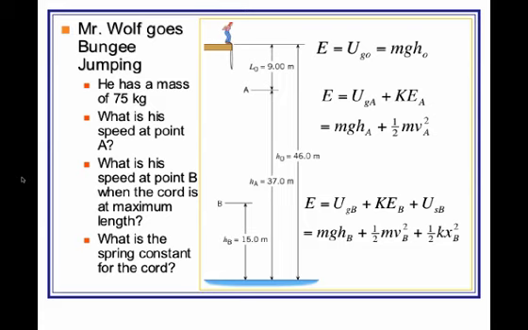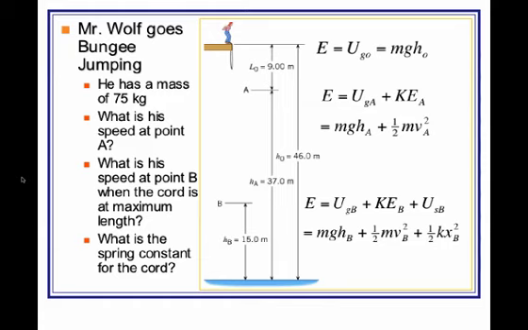So for our problem tonight, Mr. Wolf goes bungee jumping. Mr. Wolf has a mass of 75 kilograms. I'd like you to tell me what his speed is at point A. I'd also like you to then tell me what his speed is at point B. This is where the cord is stretched to the maximum length. And finally, I'd like you to calculate what the spring constant for the cord is.